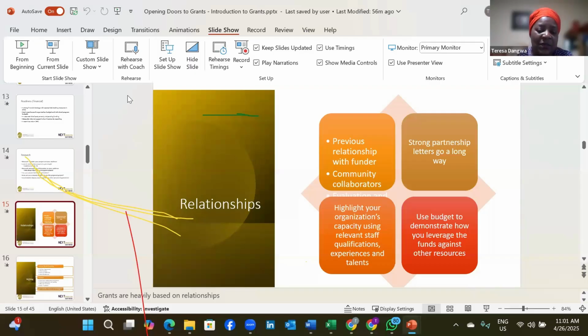Relationships is the third R. What previous relationships do you have with the funder, if there are any? Who are your community collaborators? Do you have strong partnership letters? Because those go a long way. Highlight your organization's capacity using relevant staff qualifications, experiences, and talents. Use the budget to demonstrate how you leverage the funds against other resources.